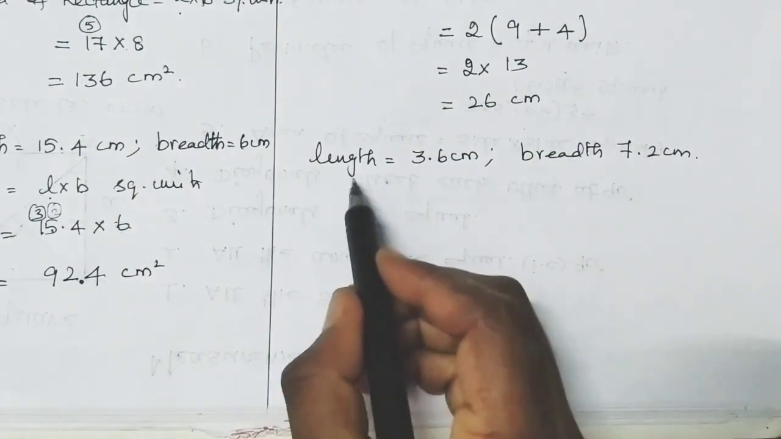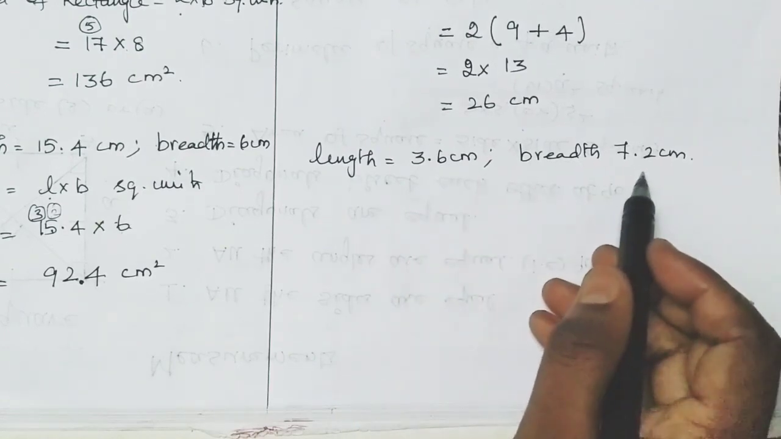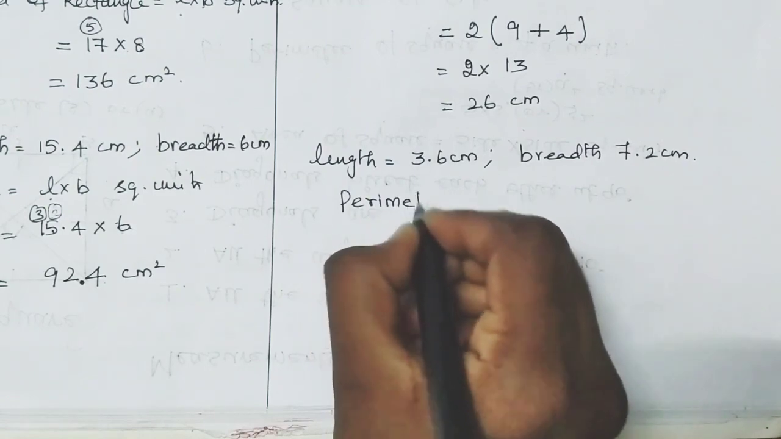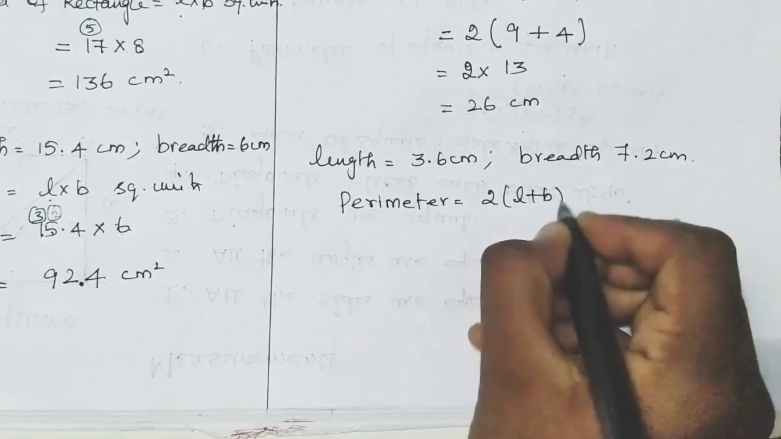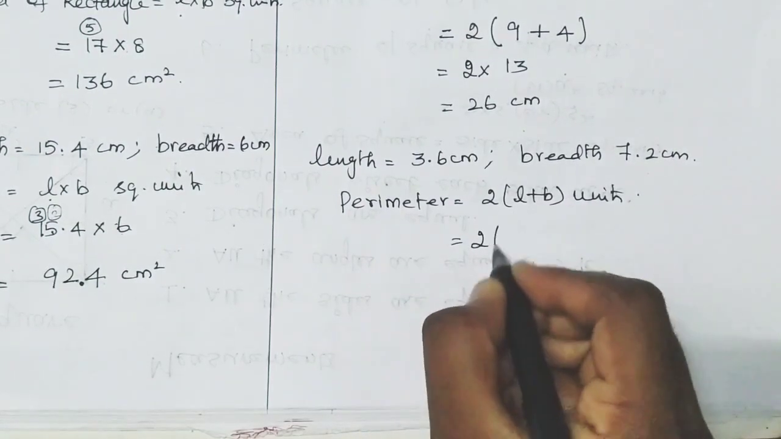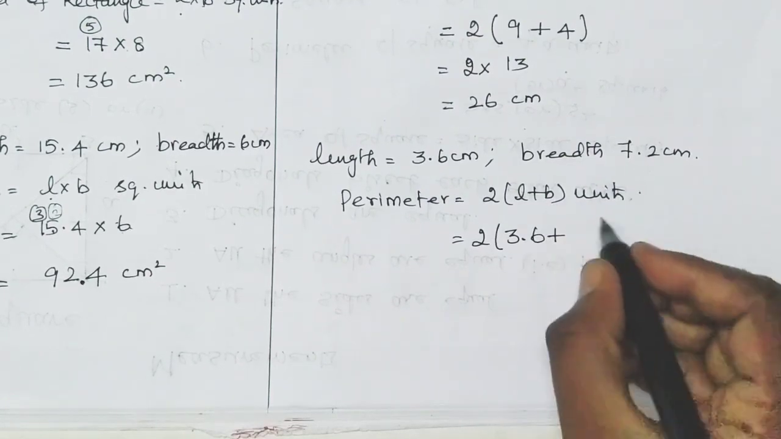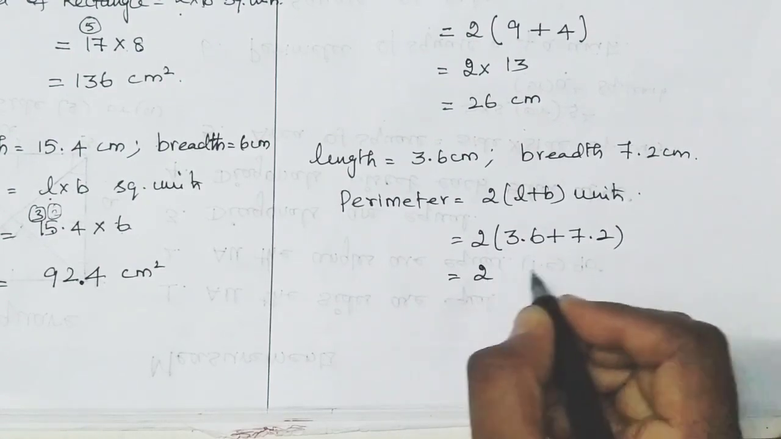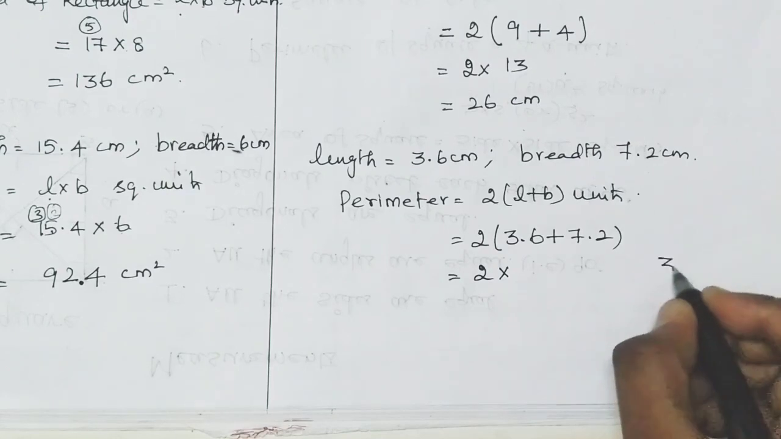Now listen to the sum. They have given length is 3.6 centimeter and breadth is 7.2 centimeter. So we need to calculate perimeter. Perimeter of a rectangle is 2 into (L plus B) units. That is 2 into (3.6 plus 7.2), which is equal to 2 into, we need to add. So listen to the addition.